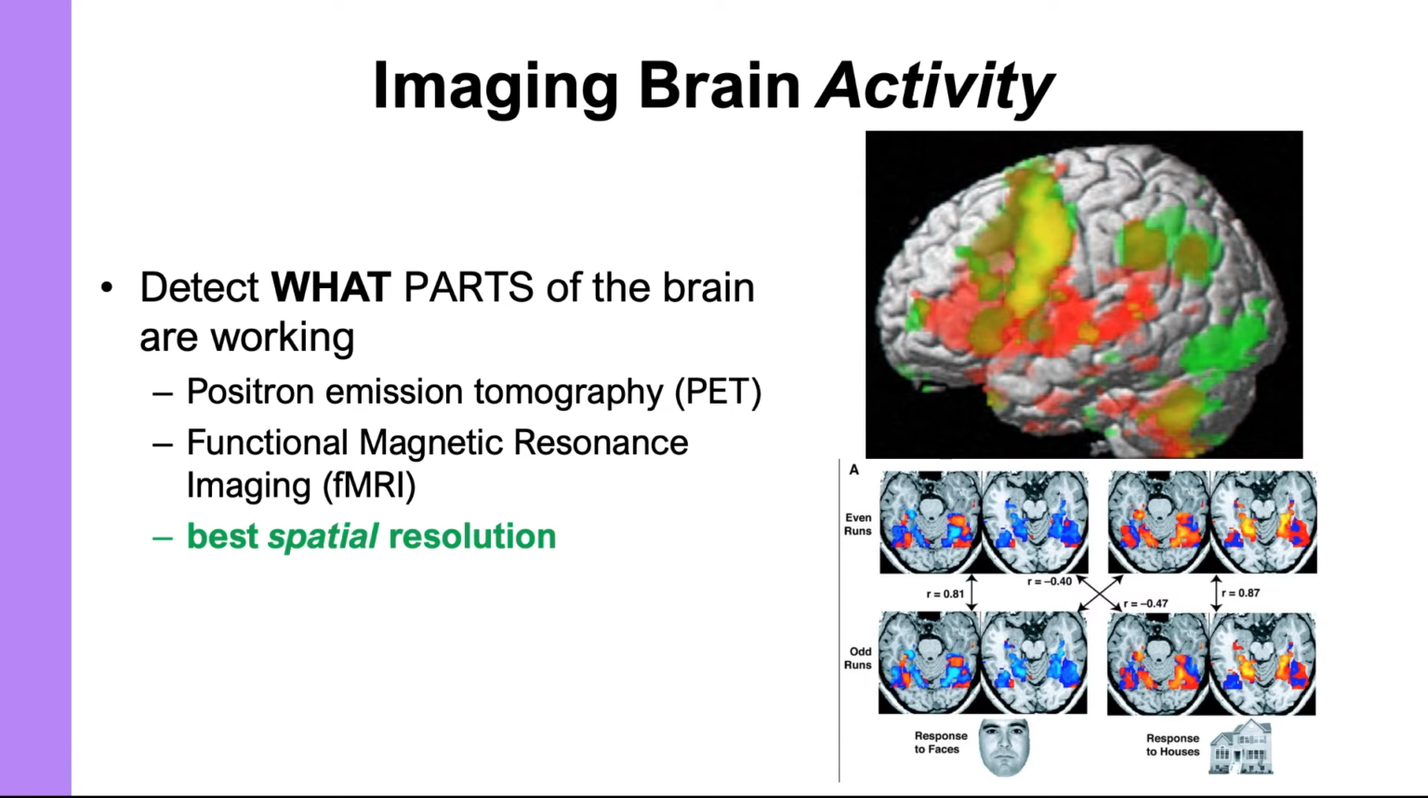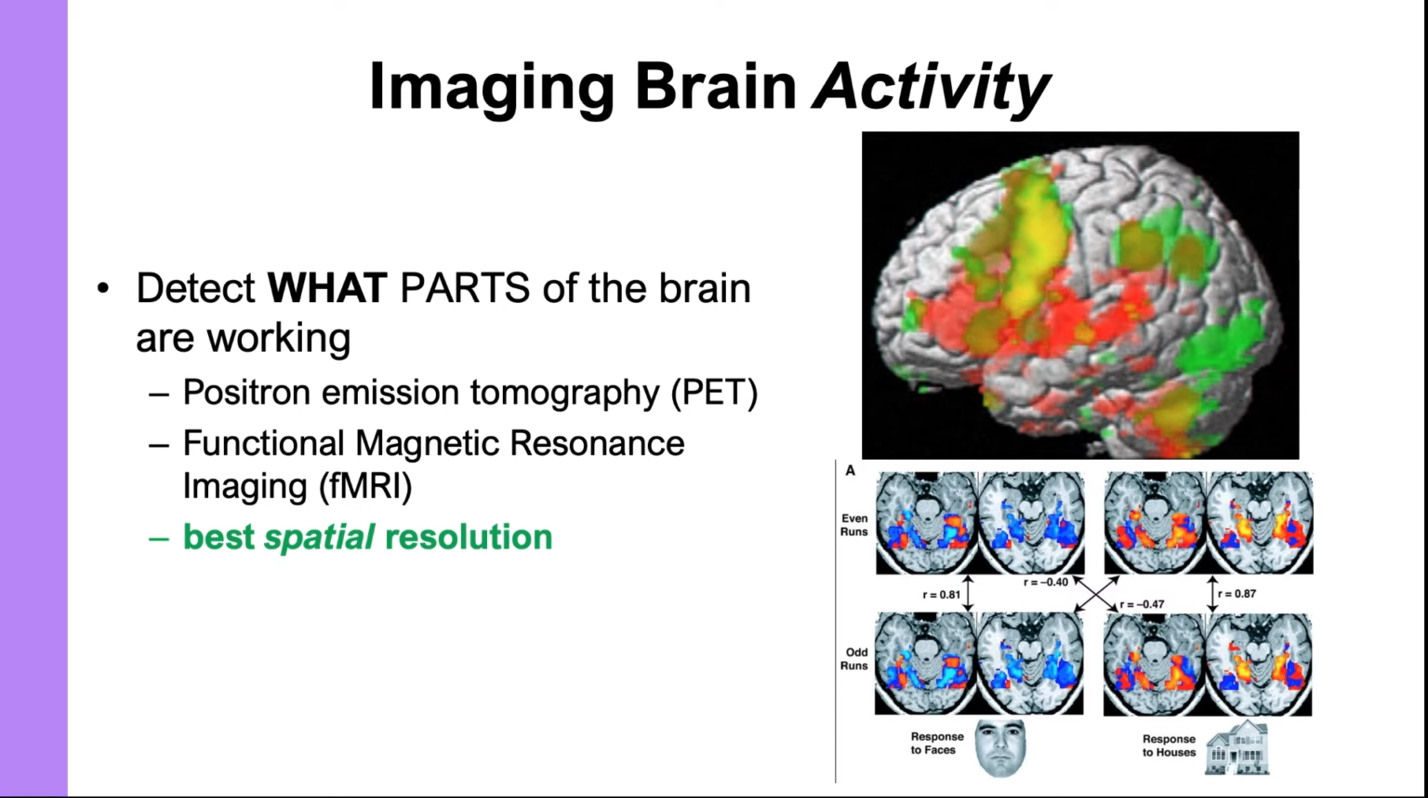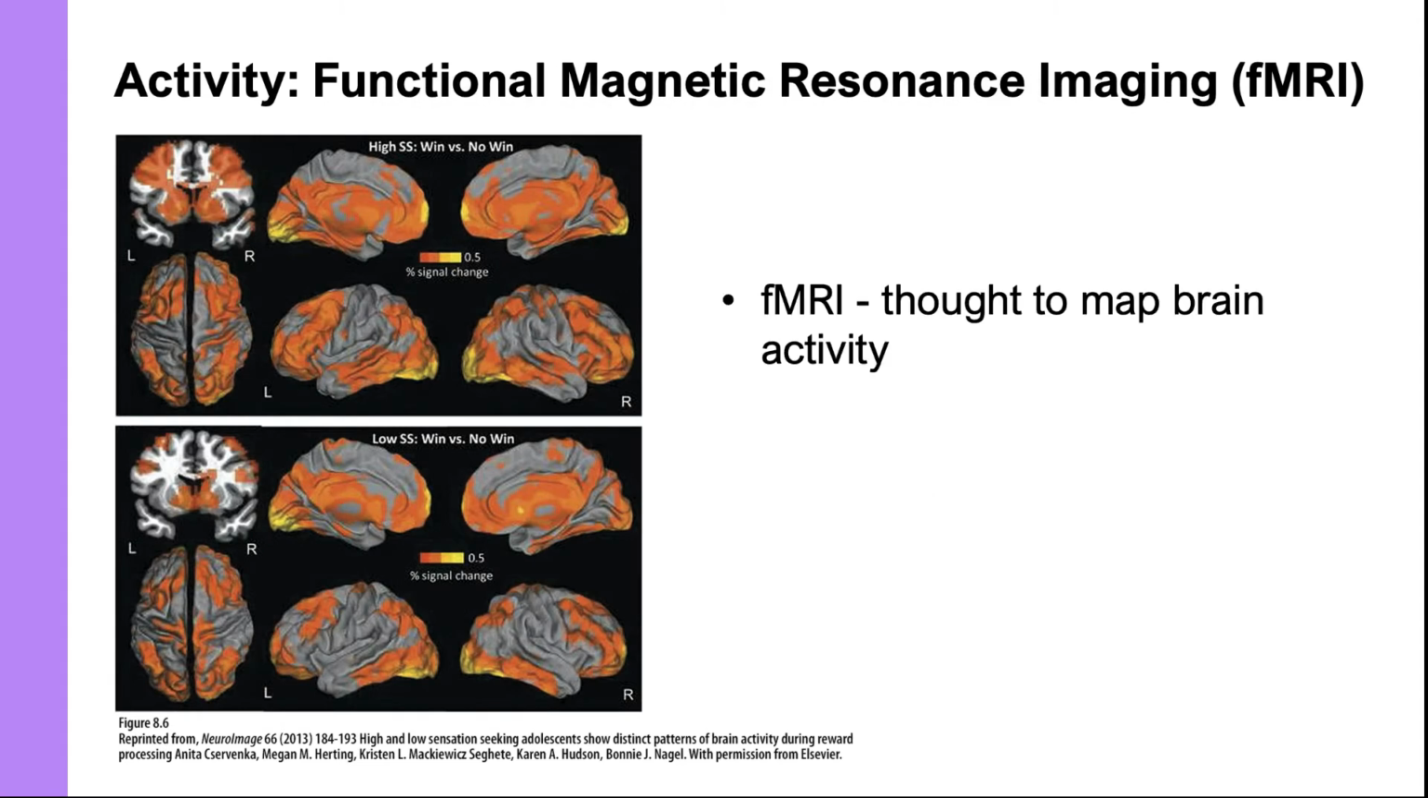Here is an example of a PET scan. This is an indication of which parts of the brain are active during a given time. And on the bottom is an example of a functional MRI. This shows the response of the brain when the person is looking at faces. You can see different parts of the brain are active versus the parts of the brain when someone is just looking at houses. So different parts of the brain are active depending on what stimulus the person is viewing.